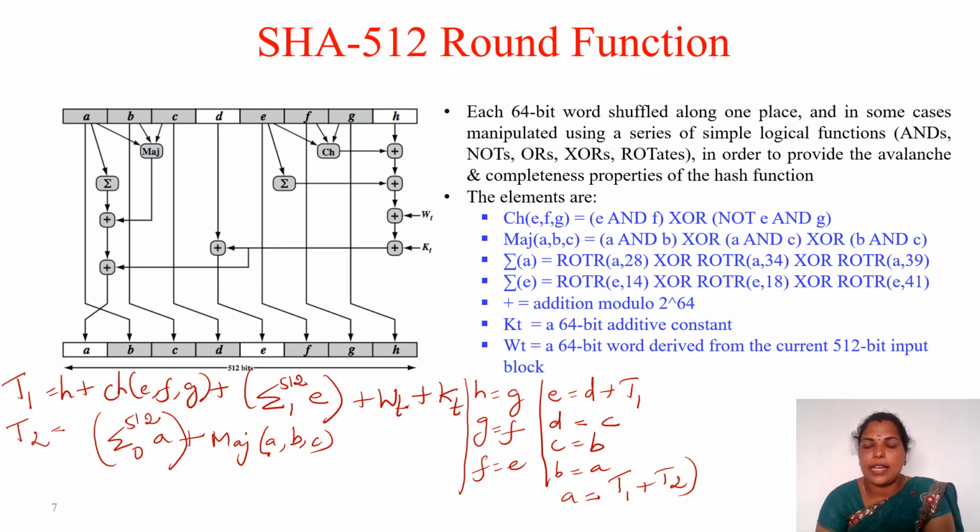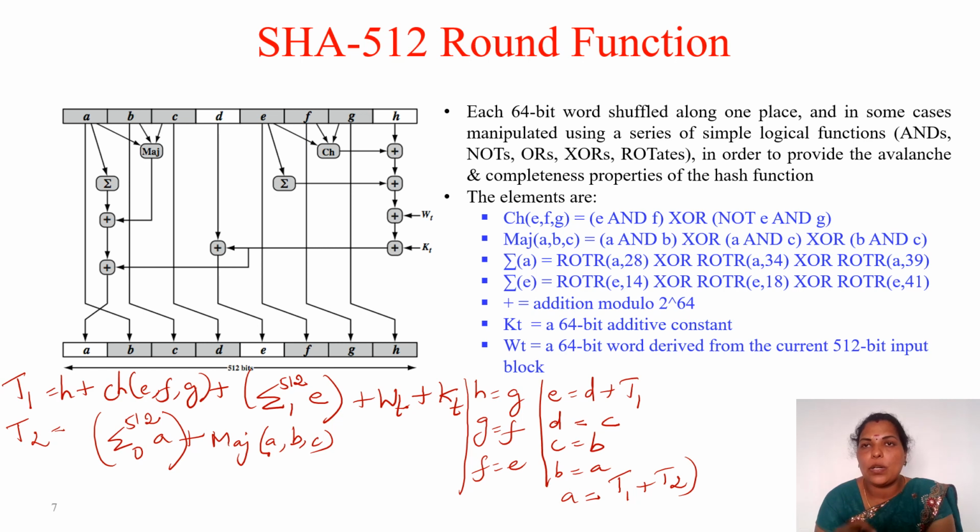Then B equal to A. We are just assigning, so the A value and B value are the same. Then C equal to B, so A, B, C are the same. Then D equal to C, so all these four values are the same. Then E equal to D plus T1, so T1 is added again. That is the meaning. Then F equal to E, G equal to F and H equal to G. Likewise, we obtain the values of all the registers, the 8 registers.